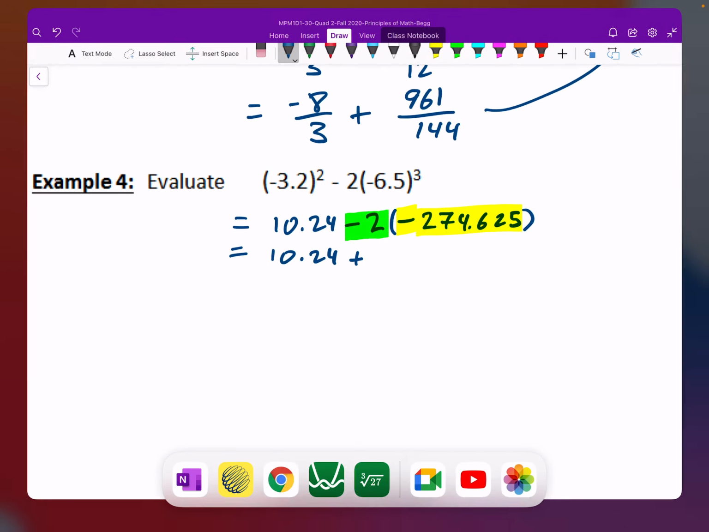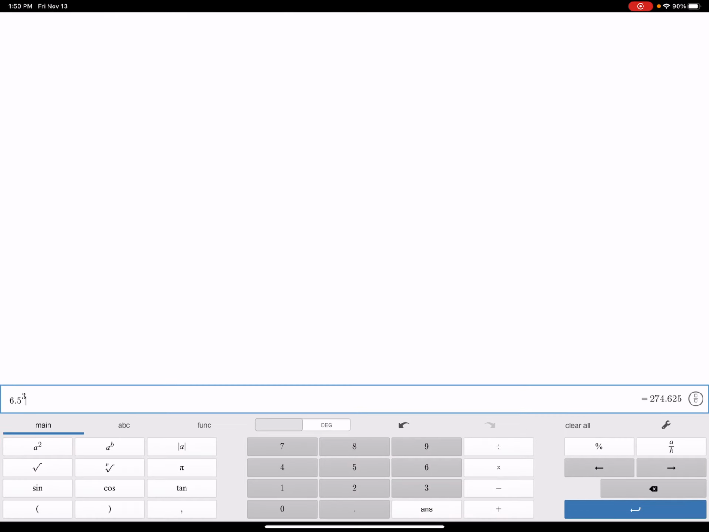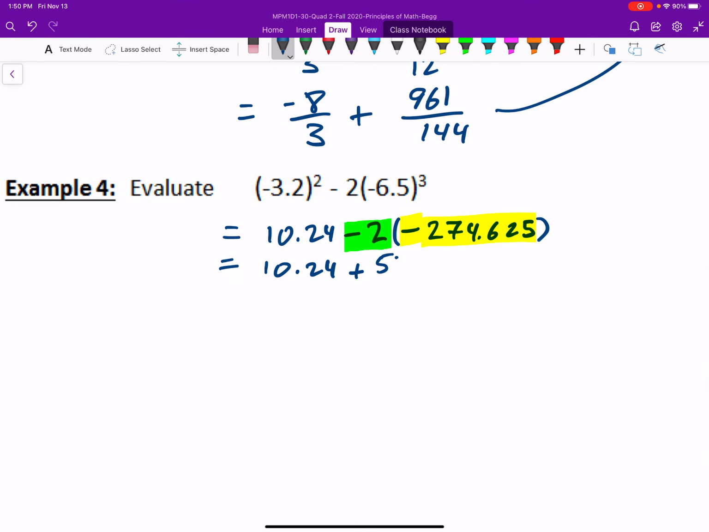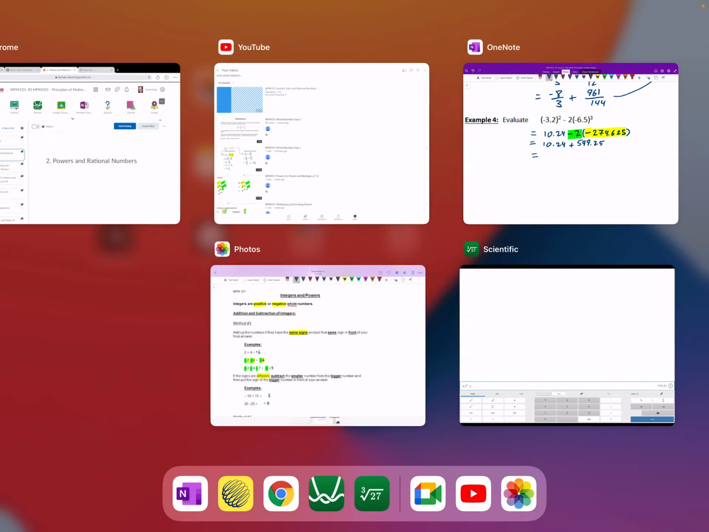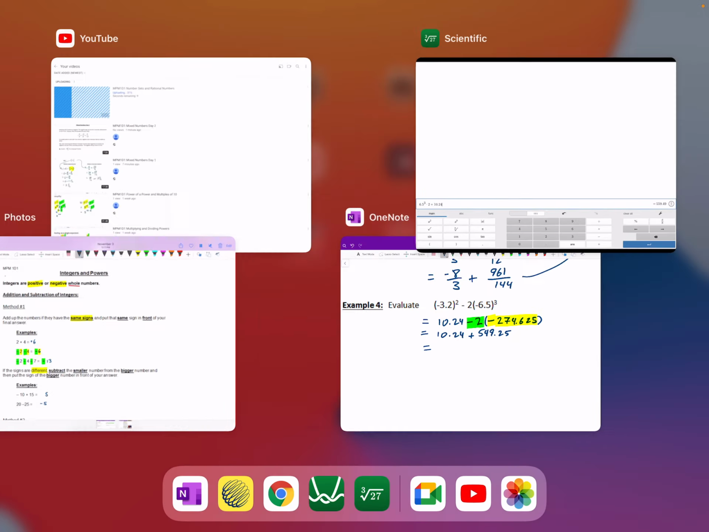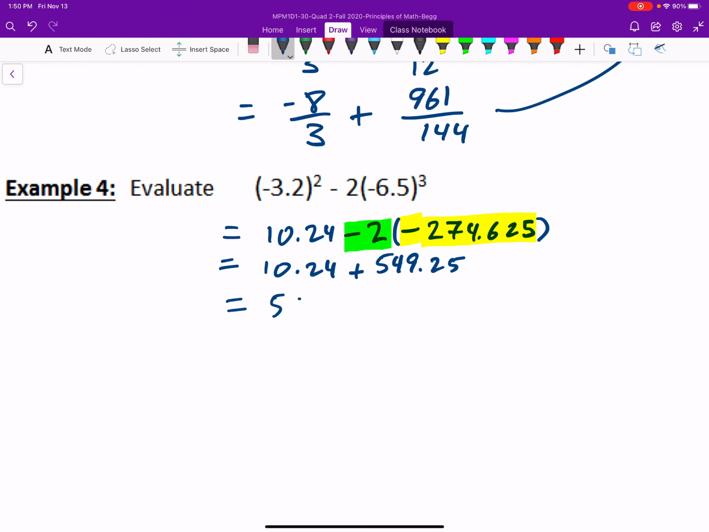So then I can just, again, forget about the signs, just multiply my answer times 2. And now I've got 549.25. And then I can add the 10.24. Forgot to do the plus sign, so plus 10.24, 559.49 is my final answer for this one.